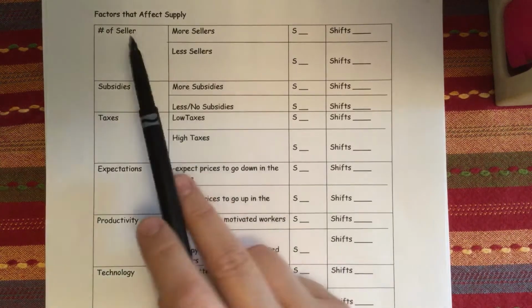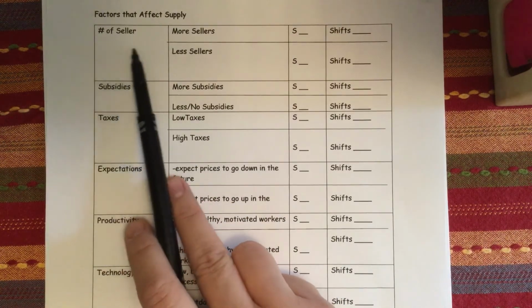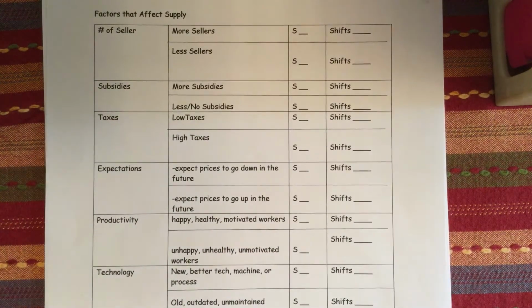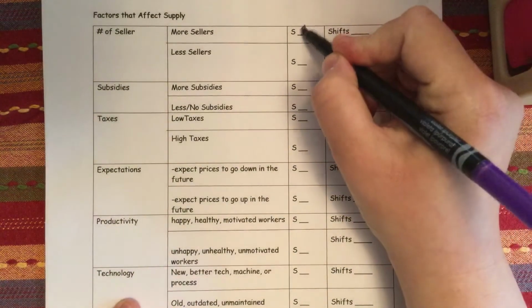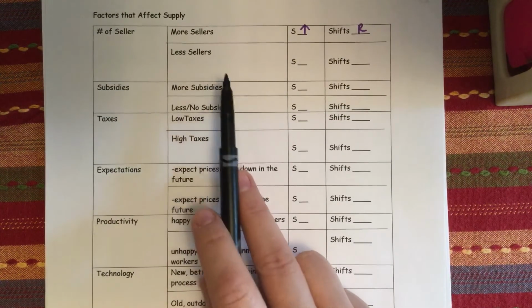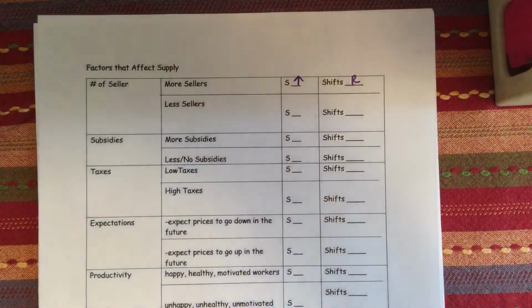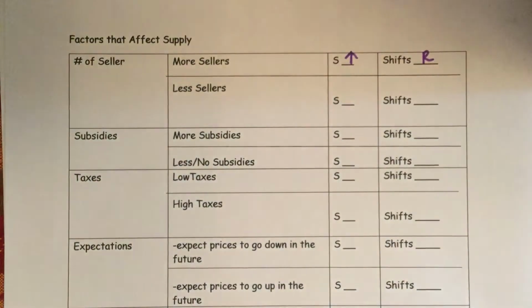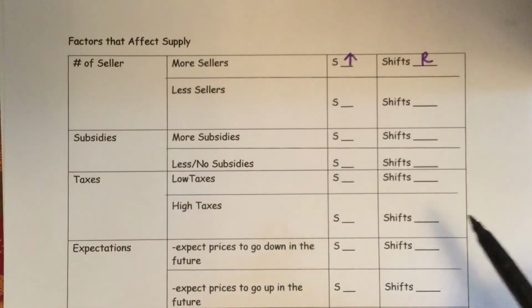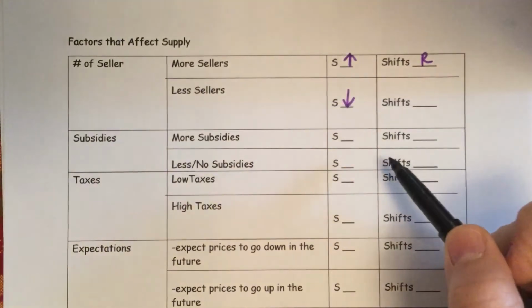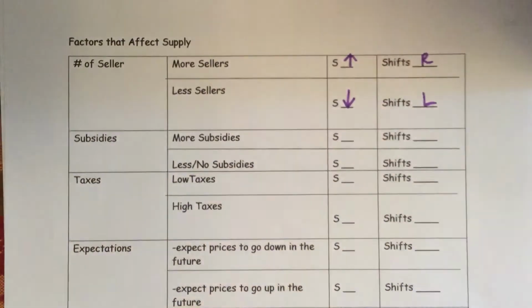So the very first non-price determinant, the hashtag number of sellers, is basically just that if there are more businesses in the market providing that good, then the supply will go up and it'll shift to the right. Let's say, for example, in a recession, or right now, there are businesses that are closing down, or that have laid their workers off. They're not providing as much good to the market. So if we have fewer sellers, fewer businesses, then supply will go down and it will shift to the left.